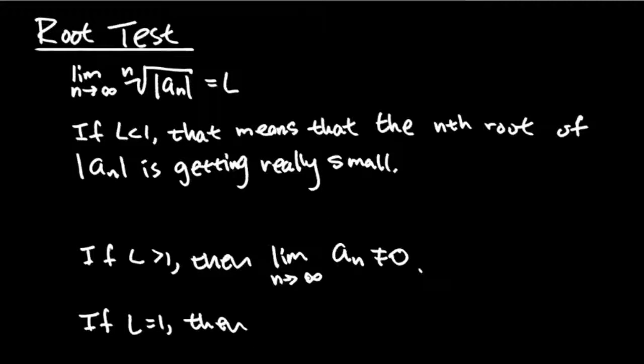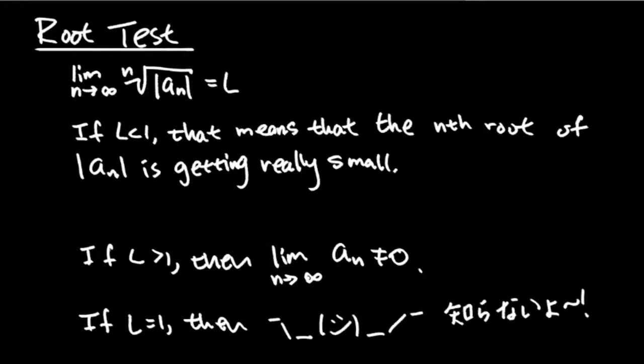Okay, so the root test, similar idea. That means that if L is less than 1, we have the nth root of the absolute value of something getting really small. Same idea, just something getting smaller and smaller. Versus if that doesn't happen, if this is greater than 1, then divergence test, this limit's not going to approach 0. And then, yet again, if L equals 1, nobody knows, we've got to try another test.